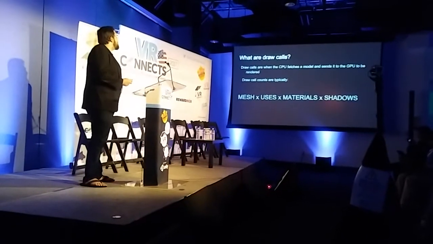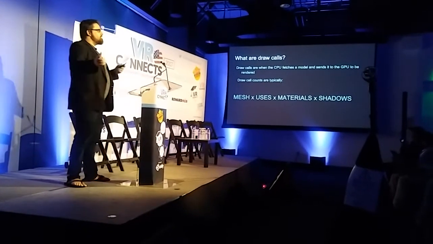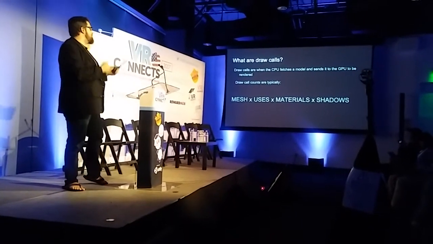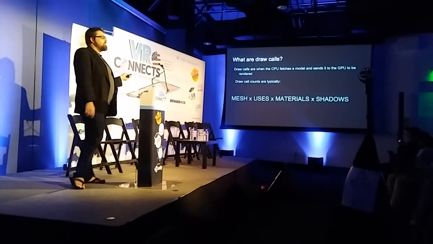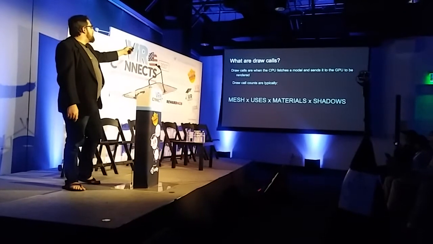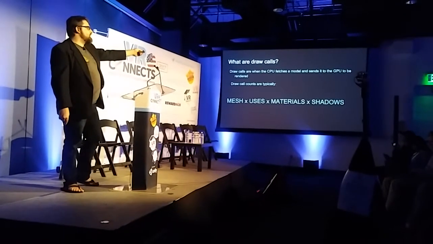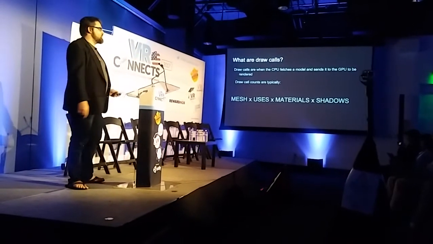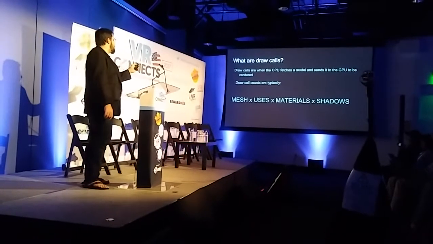Draw calls. Draw calls are basically just sending models from the CPU to the GPU. They're very slow because the CPU doesn't do its business very effectively. Meshes times the number of uses, times the number of materials, times the number of shadows will usually give you a good idea of how many draw calls you have.